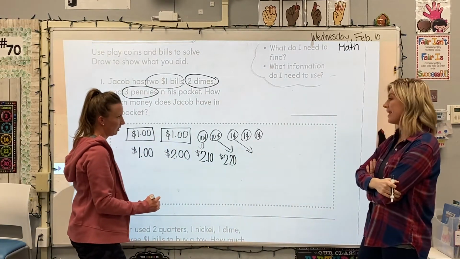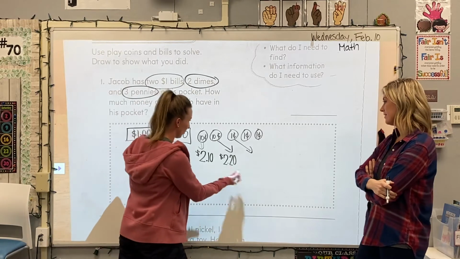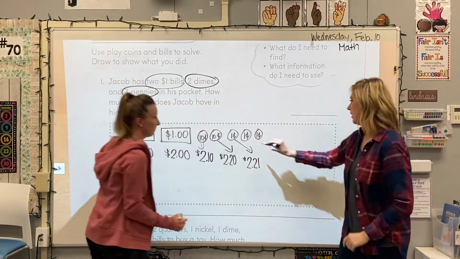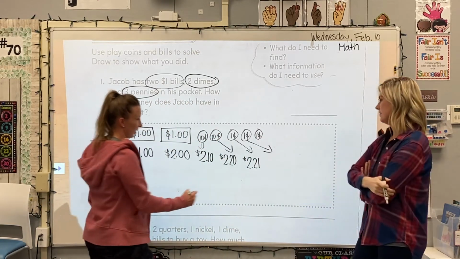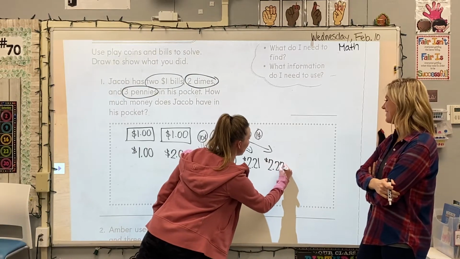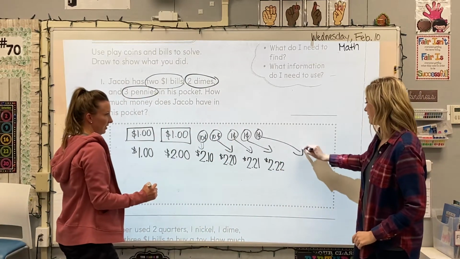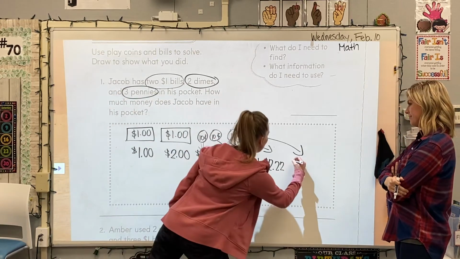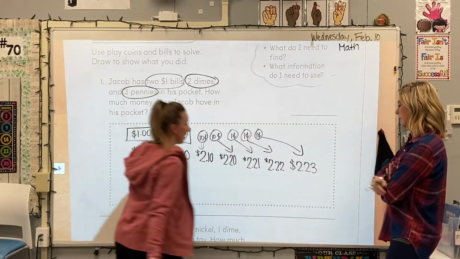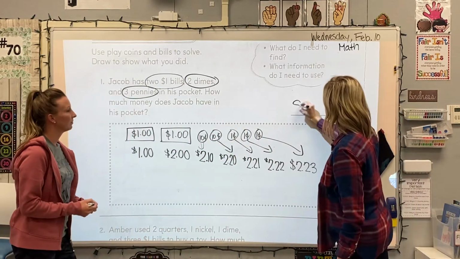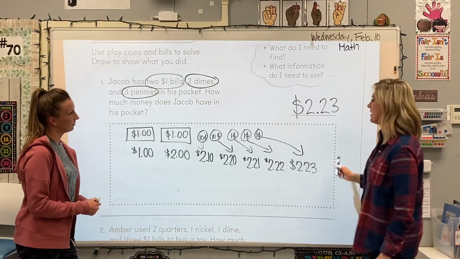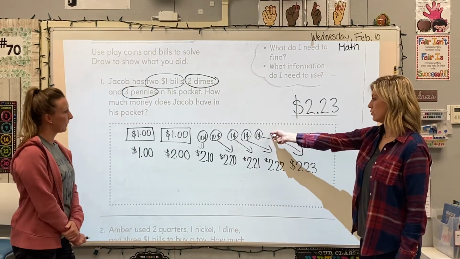Now you're adding a penny. Oh, well, this is easy. I'm just going to add 1. It's going to be $2.21. Yes, $2.21. A second penny. Okay, $2. Well, these are going to be a lot of 2s. $2.22. Yep. And then finally your last penny. All right, well, I'm going to keep going. $2.23. Excellent. And so once you have your final answer, you're going to represent it up here. $2.23.